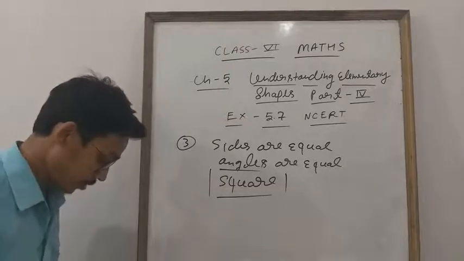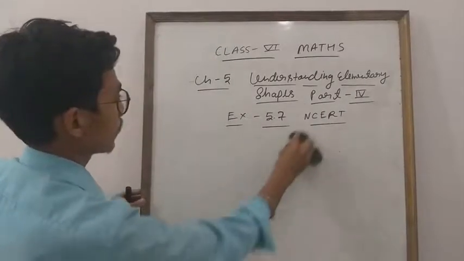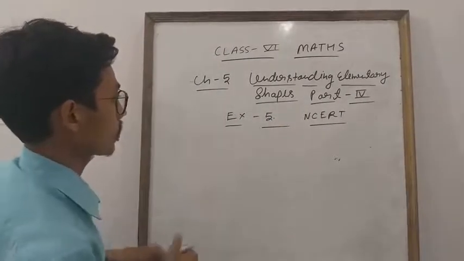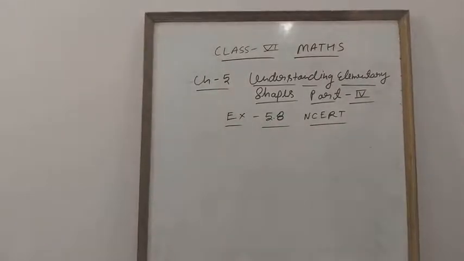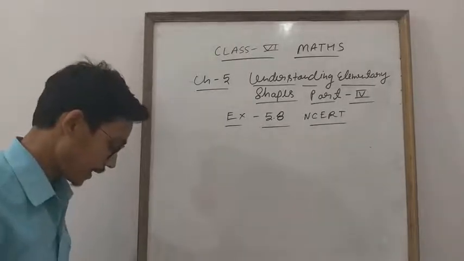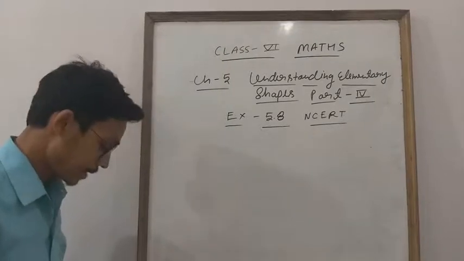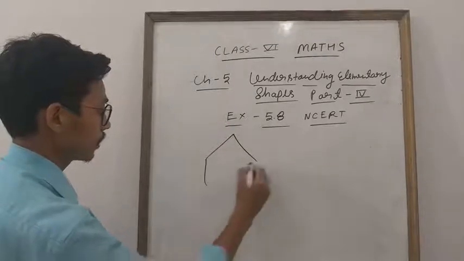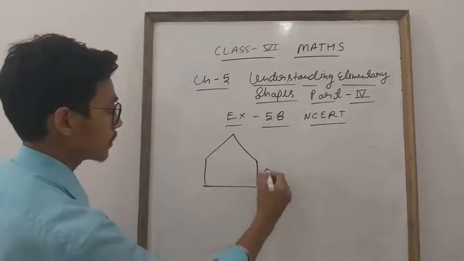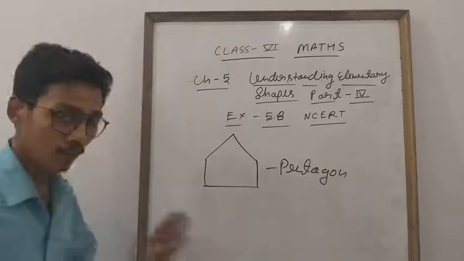Now 5.8. Move to the question of 5.8. What is given in 5.8? Look, this is also very interesting. Okay everyone. 5.8: examine whether the following are polygons. A polygon, you know, is a closed figure made up of line segments. You will find out the name of each polygon. If I make this diagram, you know that this is what, student? This is a pentagon. So I explain everything. What is a pentagon? What is a hexagon? So you will find out.